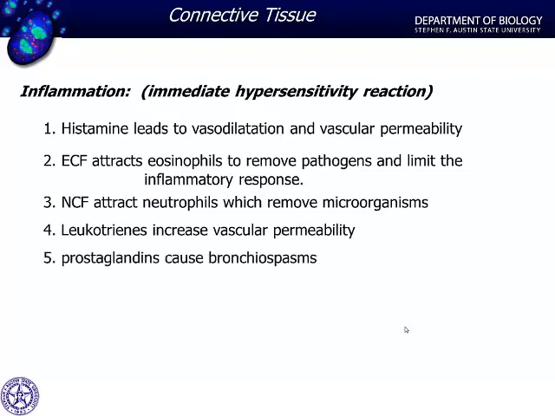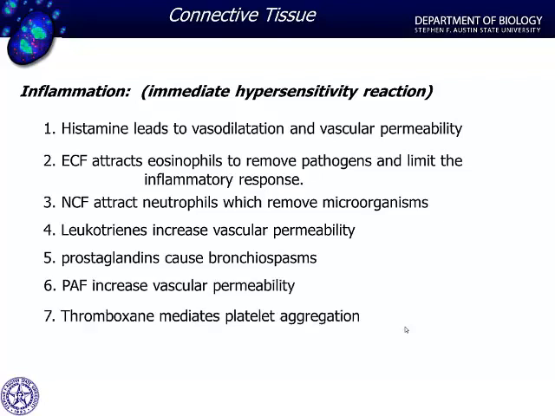Leukotrienes for permeability. Prostaglandins cause bronchospasms. Now, this is a different one in the sense that we're not increasing permeability leading to inflammation, but the bronchospasms are a symptom and probably where you're going to end up in the most trouble physiologically because you can't breathe. This is what we're wanting to offset with the EpiPens and the epinephrine to dilate those airways so you can return to breathing again. PAF, increased permeability.